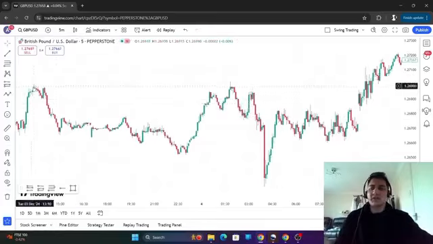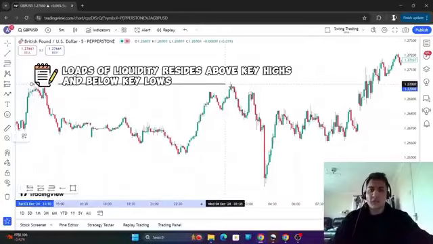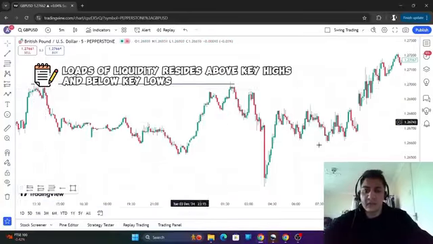And right, so we've got these key highs here. Let's mark this up. Now, why do we care about these highs? We know there's lots of liquidity, right? Lots of liquidity at this high. And look at this, right?